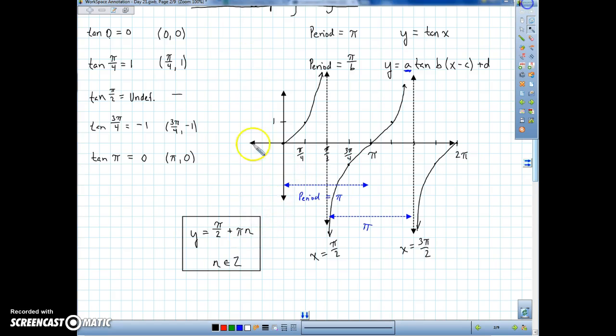Remember that this is your period. This may change when you get a different b. And this is the location of your first asymptote. This may change if you shift the graph, or again if you have a b.